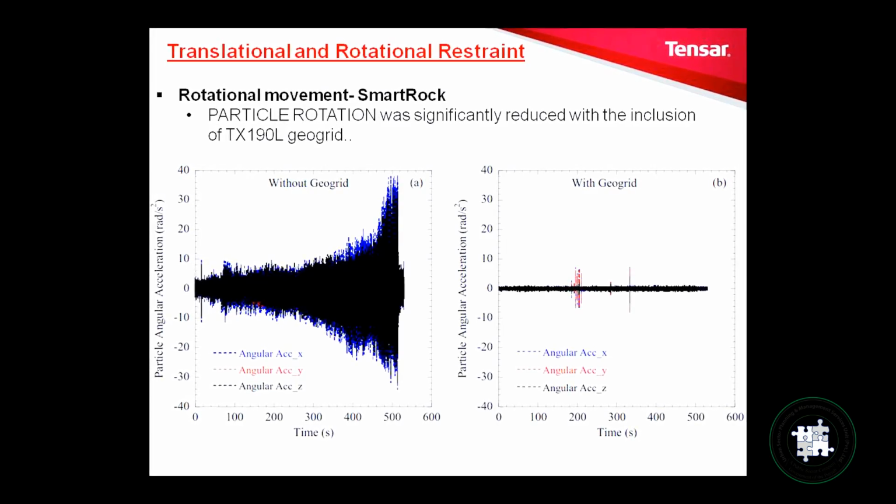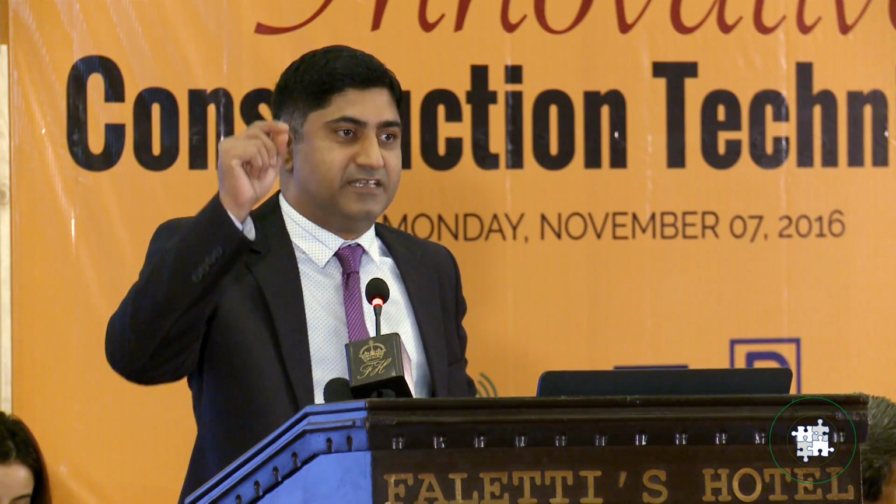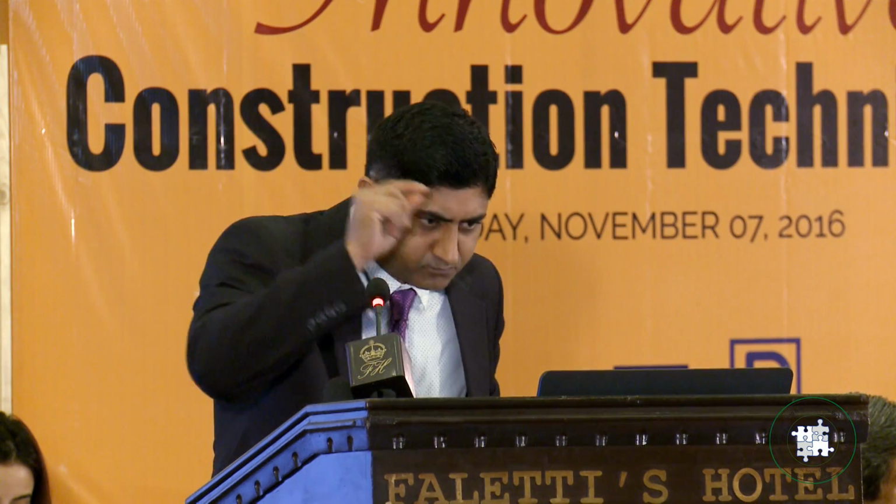This is the graphical representation of the Penn State University research. On the vertical axis, you can see particle movement, acceleration. On the horizontal axis is the time. Just after 500 seconds, different colors represent movement in different axes, X, Y, and Z axes.